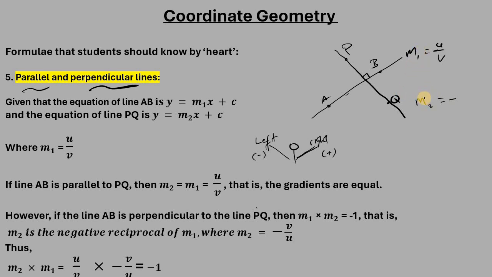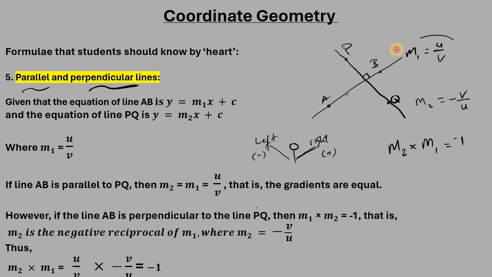So when two lines are perpendicular, one will have a positive gradient, the other will have a negative gradient. And this PQ obviously will be the negative because it's a left hand diagonal. And we also mentioned that it's a negative reciprocal. So instead of being u over v, it will be v over u, the negative reciprocal. And I also mentioned that when you multiply the gradients of two lines that are perpendicular, you're going to get -1. Now how is that?